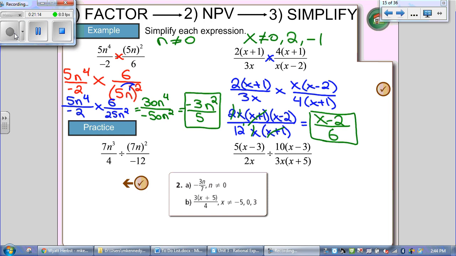Next thing I do is I kiss and flip both those things and then start canceling out. And you should have been left with 3x plus 5 divided by 4 for the right one, and then just 3n divided by 7 for the first one. Okay, so how do we figure out the NPV?